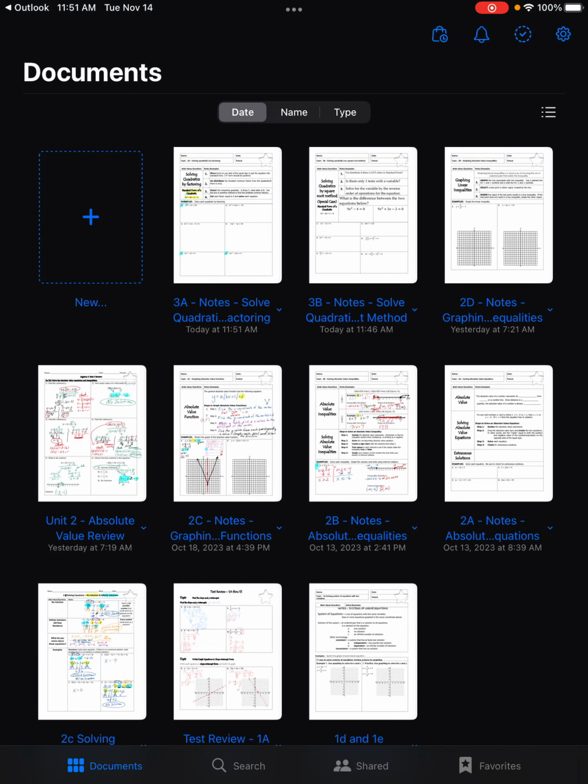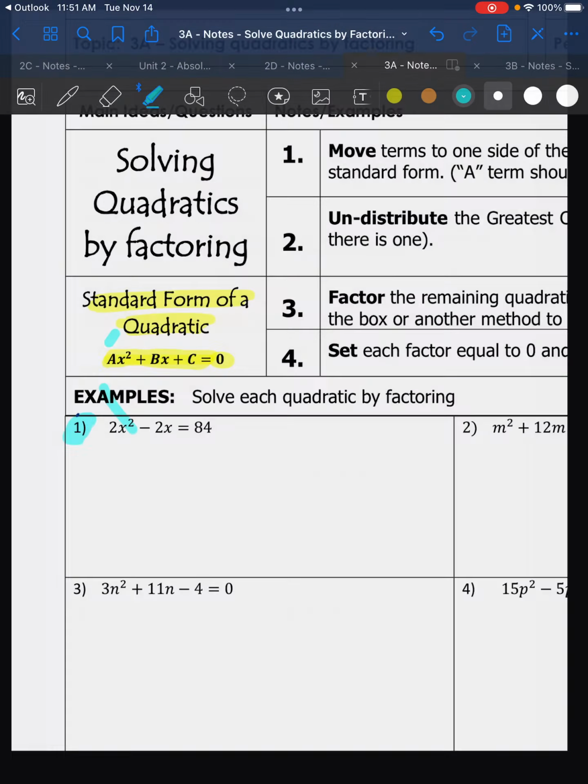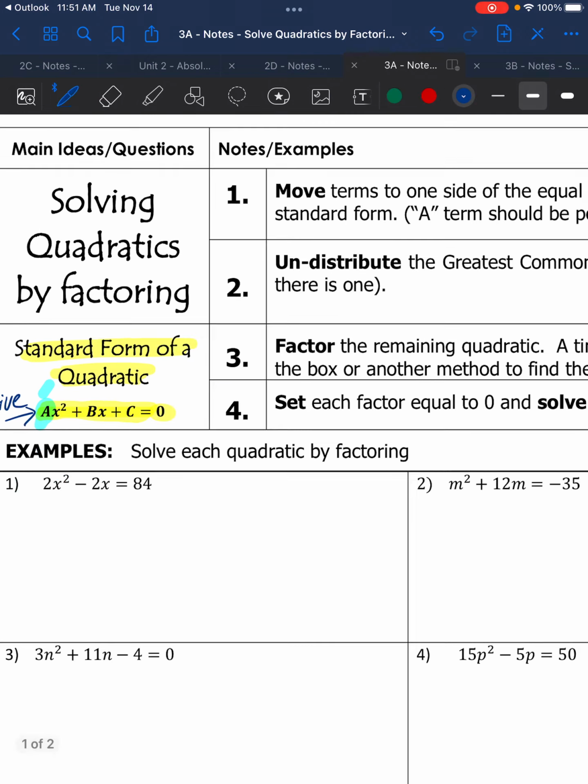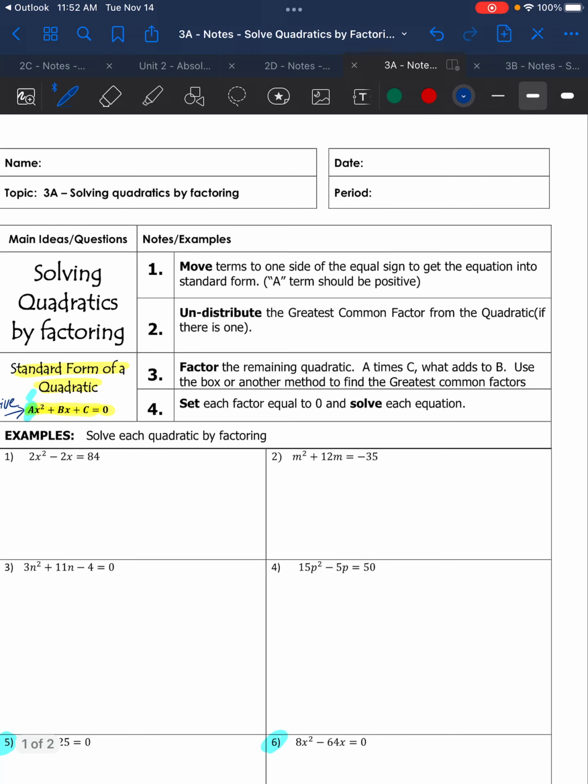Now the a, make sure it's positive. So we want a positive a. That is our goal here. So okay, we're going to move through the steps. I'll talk about it as I'm working through.